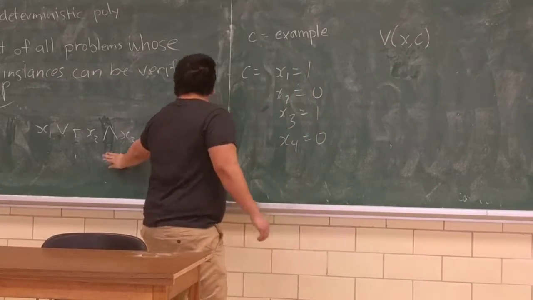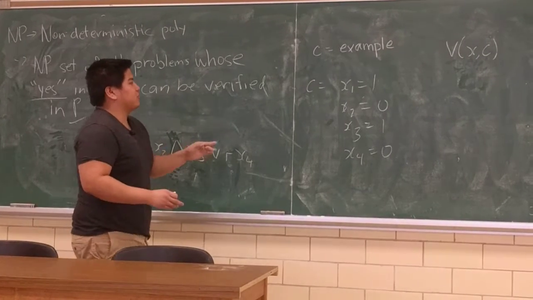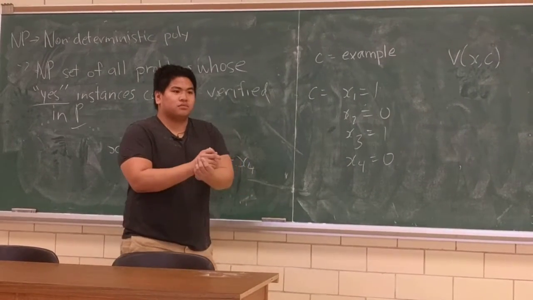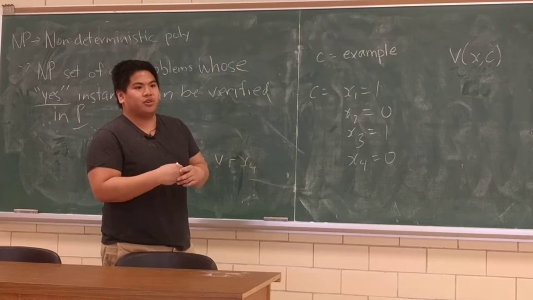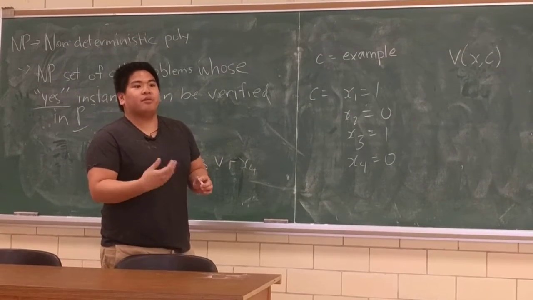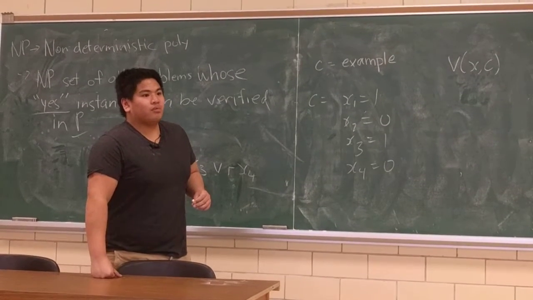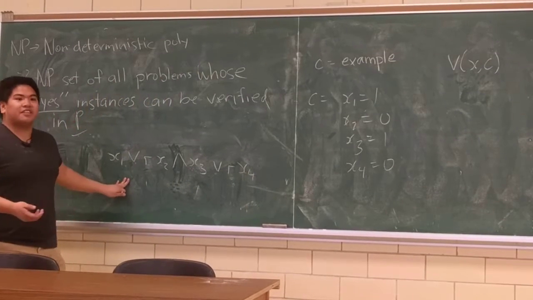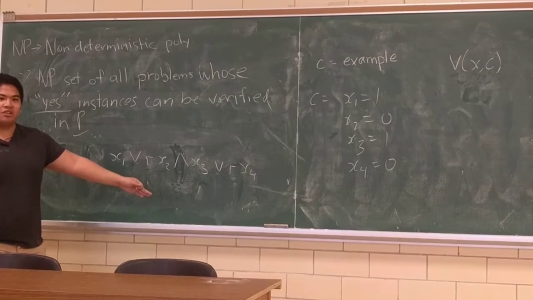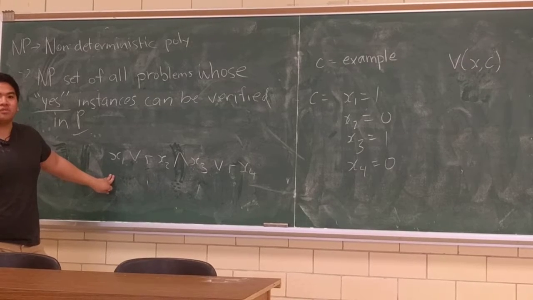X is the input, C is the certificate. So let's say I give it an invalid example, right? Then the verifier will output no. Then why is it only yes instances? It's only yes instances because how can I prove the answer is yes here? You just give an example, right? Which is a certificate. How do I prove this is no, this is wrong?